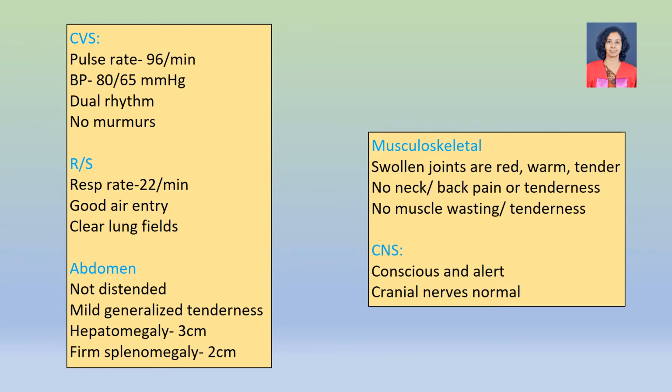Musculoskeletal examination revealed swollen joints, which were described in the general examination. They were having features of inflammation, red, warm, and tender, with restricted movements. However, there was no neck or back pain or tenderness, and no muscle wasting or tenderness as well. Central nervous system examination revealed a conscious child who was alert, comprehensive, and the cranial nerves were normal.